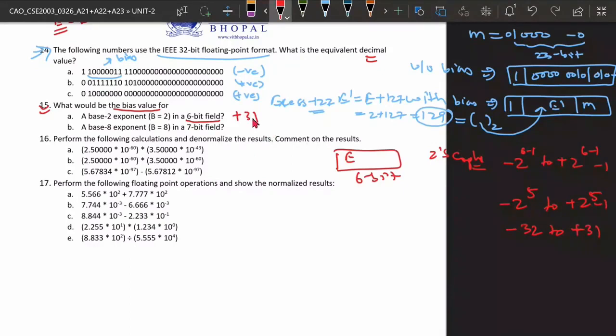In the second case, it is of 7 bits. In the 7 bit case, it will be minus 2 to the power 7 minus 1, to plus 2 to the power 7 minus 1, minus 1. So it is minus 64 to plus 63. The bias value here is 63 basically.